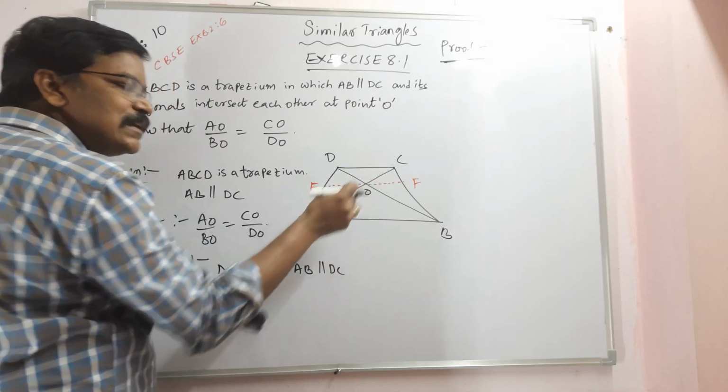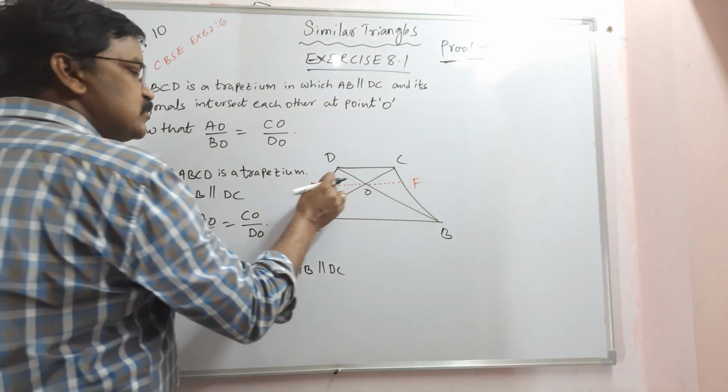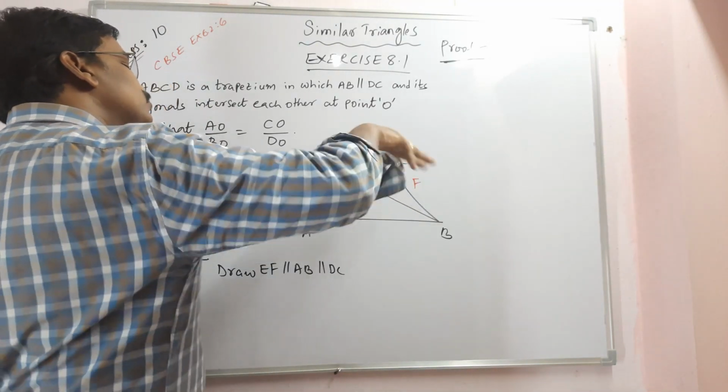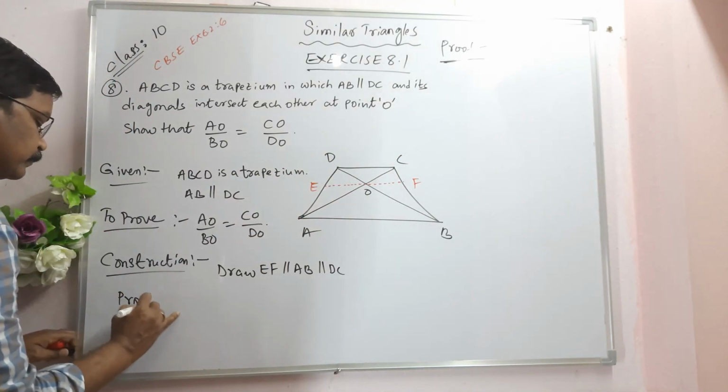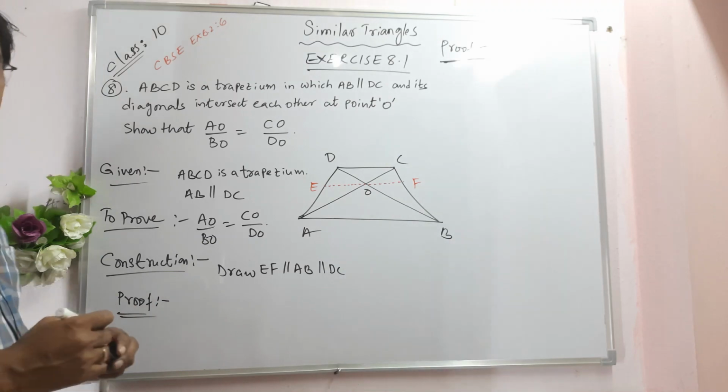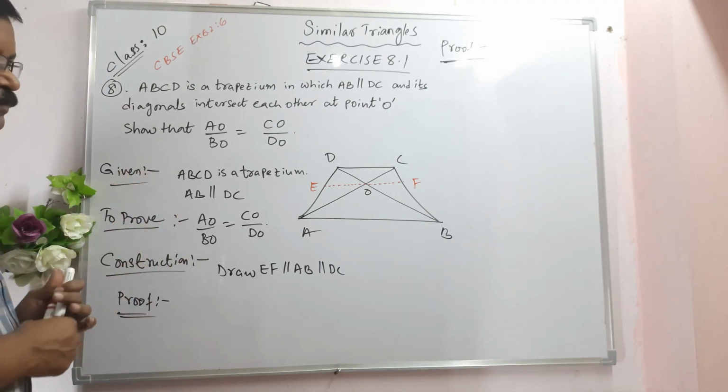Because AB and DC are parallel to each other, if this EF is parallel to AB, it is also parallel to DC. Right, coming to the proof. Understand, students? Coming to the proof.